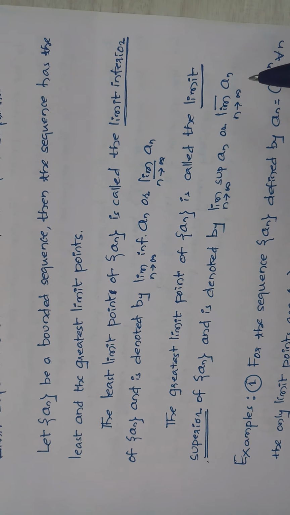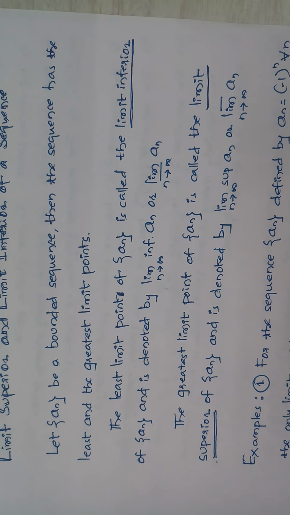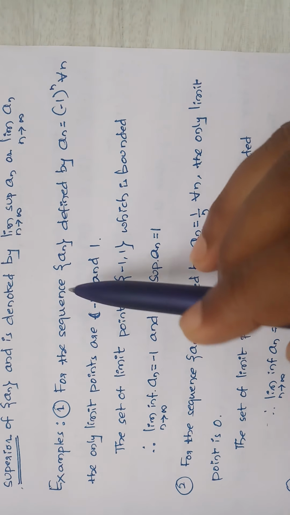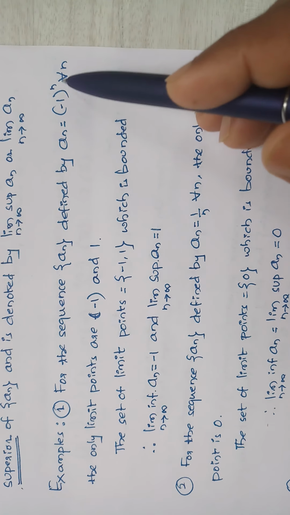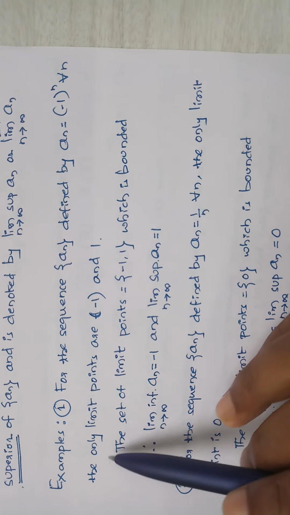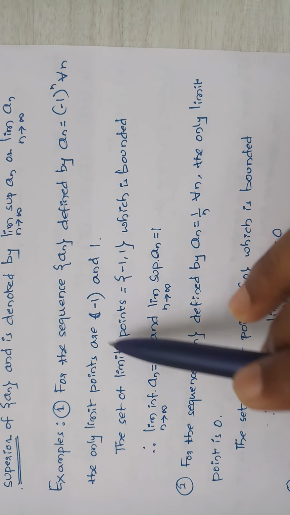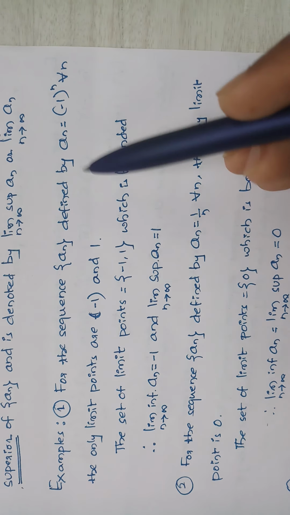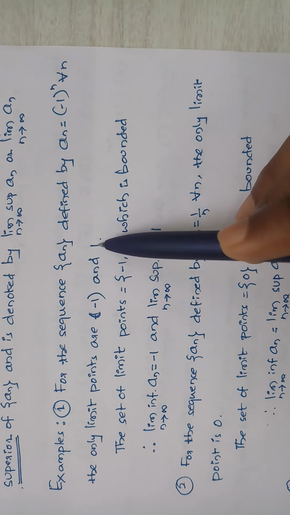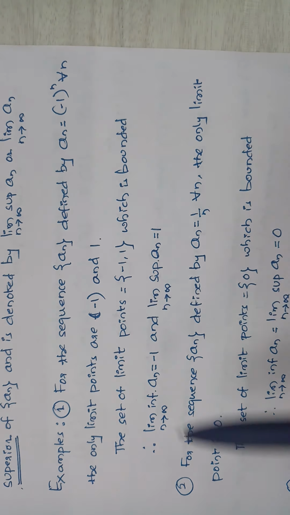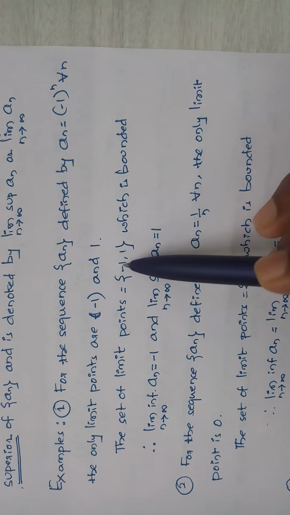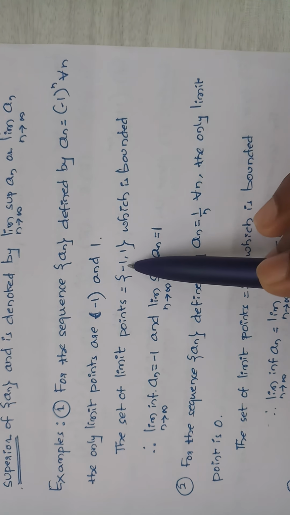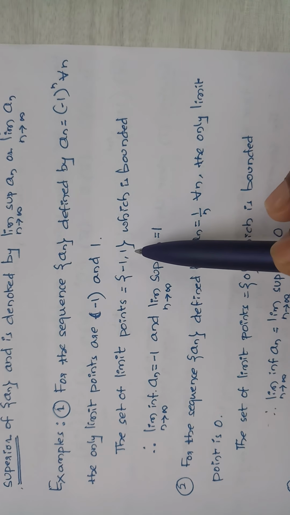So these are the two definitions. For this, an example is the sequence a_n defined by (-1)^n for all n belongs to N. The only limit points for this sequence are -1 and 1. Whenever n is even you get 1, and when n is odd you get -1. So the set of limit points is {-1, 1}, which is bounded, which means your sequence a_n is lying between -1 and 1.